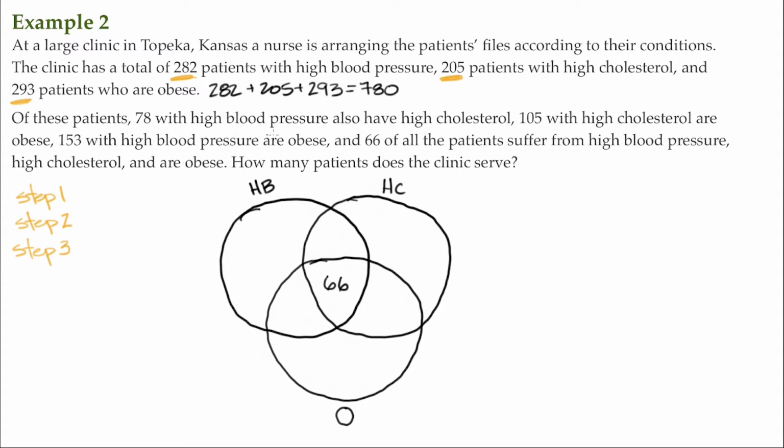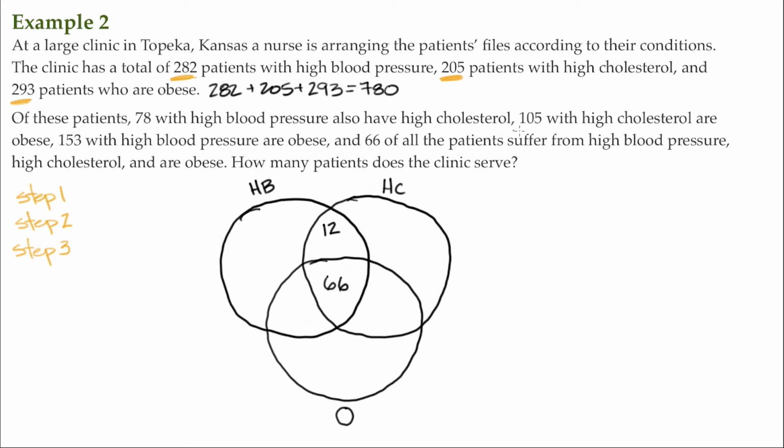So now we're going to go through here, and it says 78 with high blood pressure also have high cholesterol. So if we look at it like this, this is who we're talking about right in here. Now 66 are already accounted for. That's the whole idea of making sure that we don't count people more than once. So I already have 66 here. I need 12 more, and that'll give me my 78. And that's how it should look.